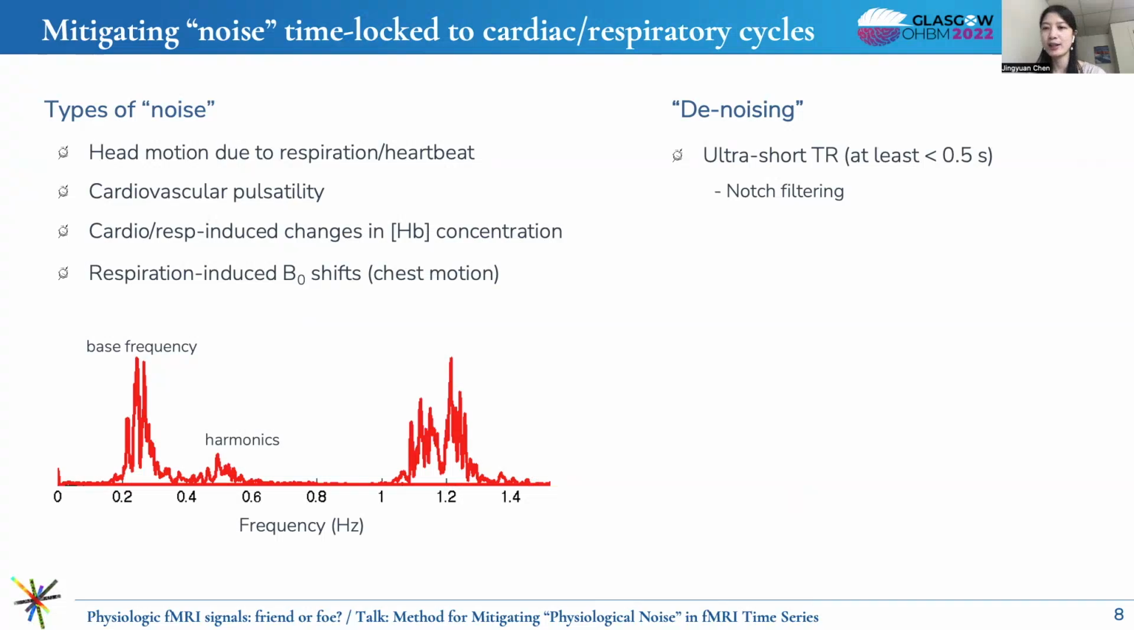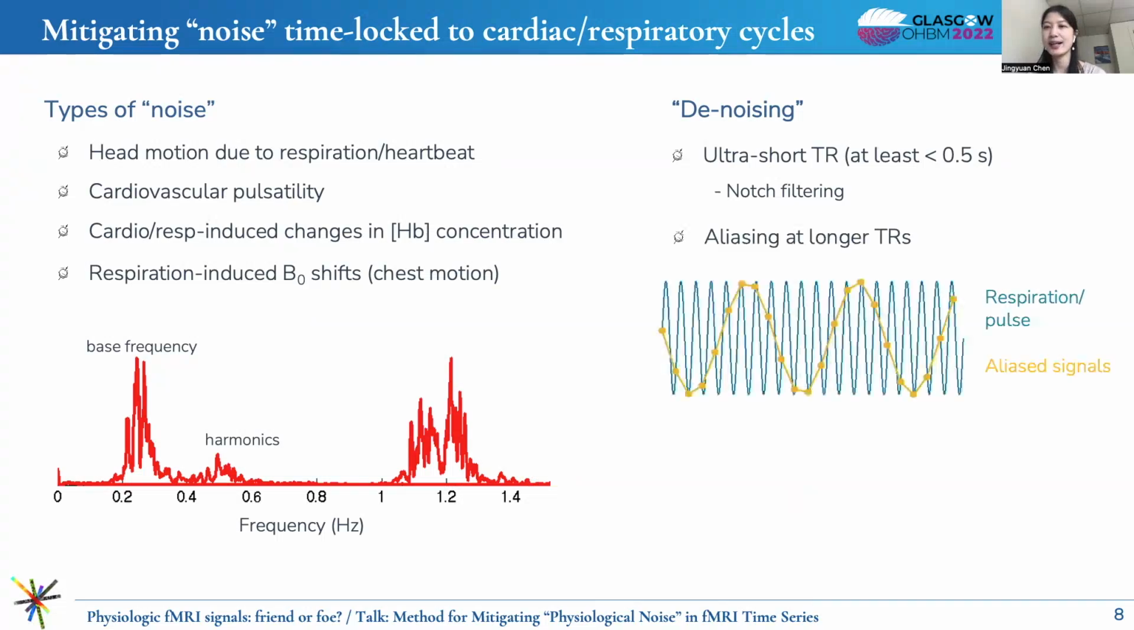So in typical cases, these higher frequency fluctuations can alias into lower frequency bands and overlap with the spectra of those interesting neuronal fluctuations. So in this case, we will need to infer or estimate these noisy physio waveforms from external physiological recordings.